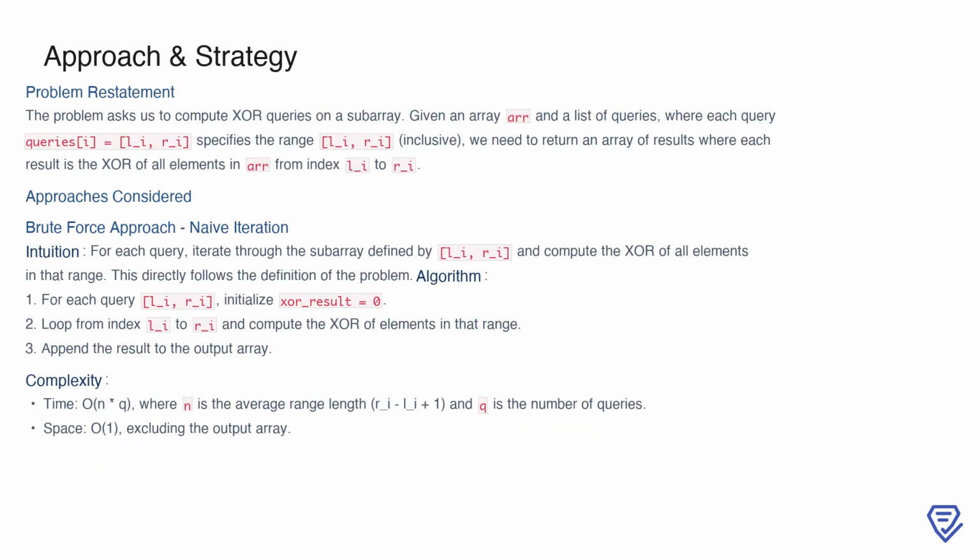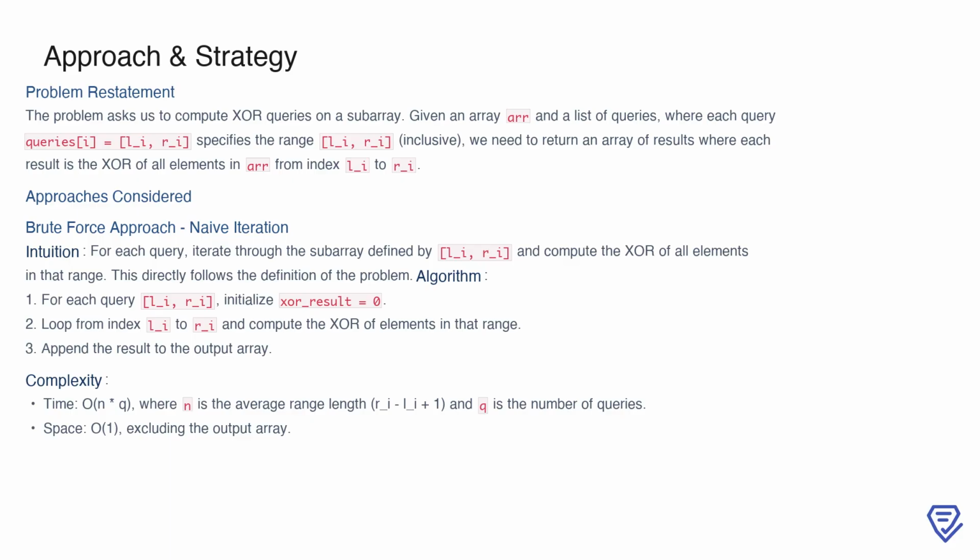To solve the problem of computing XOR queries on a subarray, we need to evaluate the XOR of elements in a given range, L_i, R_i, for multiple queries. The brute force approach provides a straightforward way to achieve this by directly iterating through the subarray defined by each query. For each query, we initialize the XOR result to 0 and loop through the range, L_i, R_i, computing the XOR of each element in the subarray. Once the XOR is calculated, we append the result to an output array.